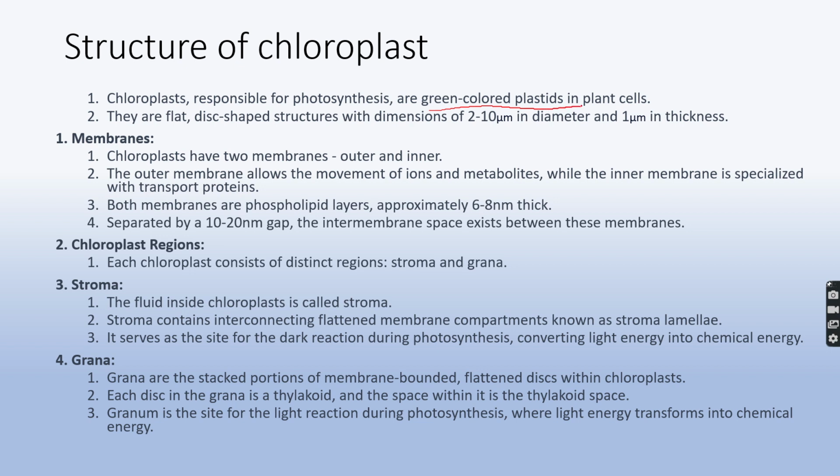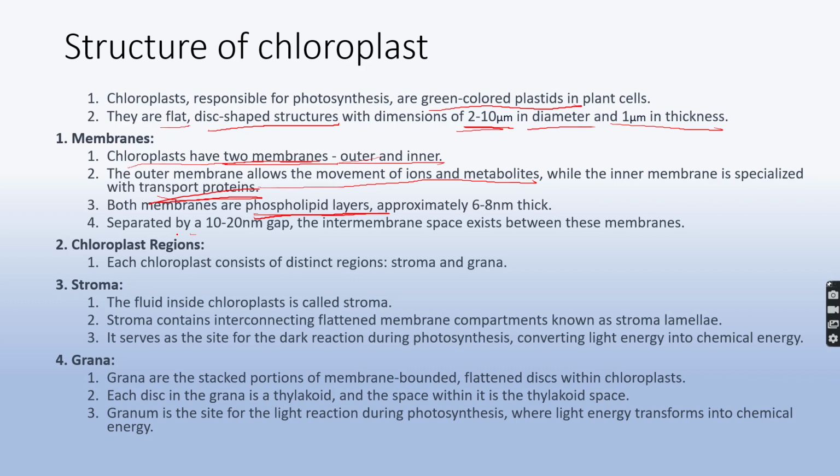Now coming to the structure of chloroplast. If we see the structure of chloroplast, it is a green colored plastid. Okay, and it is flat and disc shaped in structure. The dimension is 2 to 10 micrometer in diameter and 1 micrometer in thickness. And the membrane, if we see, is a bilayer membrane or two membranes, outer and inner. Both are made up of a phospholipid layer. The outer membrane allows the movement of ions and metabolites, whereas the inner membrane is specialized for transport of proteins.